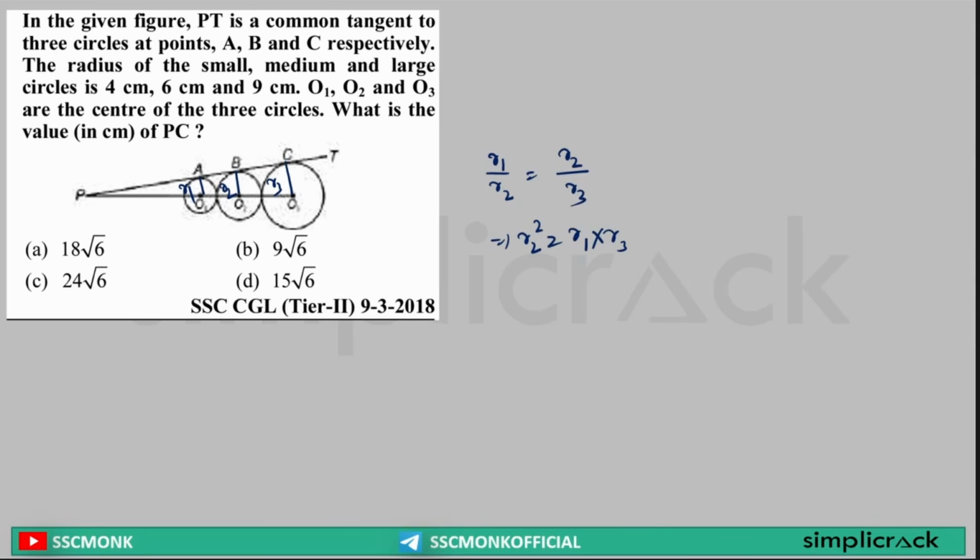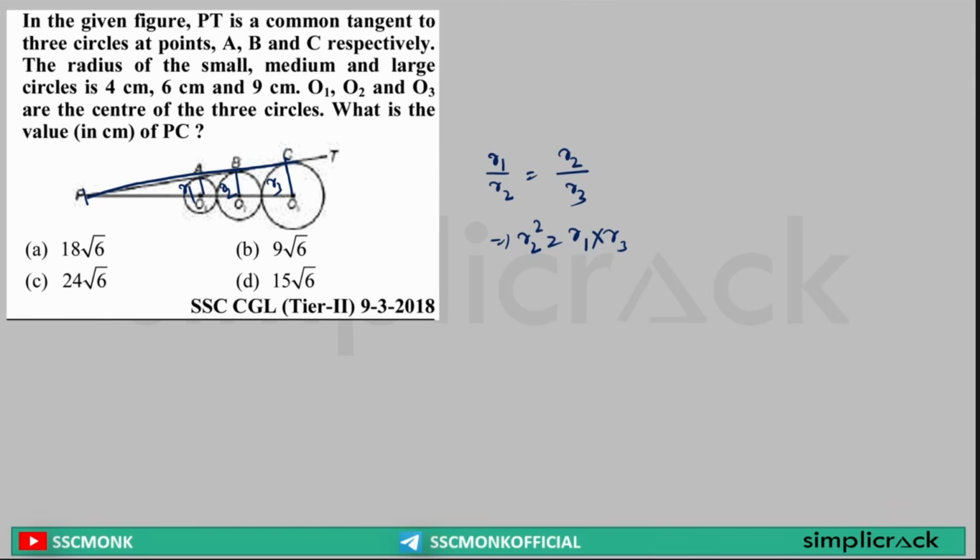This is the base logic. Okay. Now it is saying, in the given figure, PT is the common tangent to three circles at points A, B, C. The radii of the small, medium, and large circles are given. What is the value of PC? It is talking about this value.